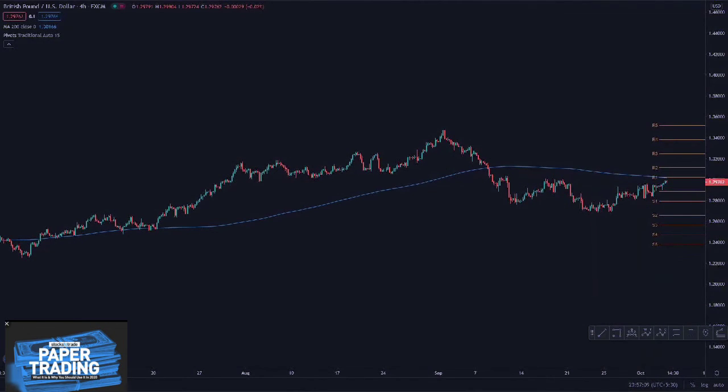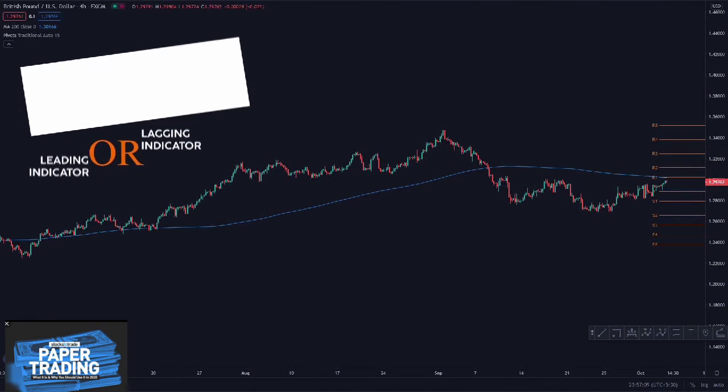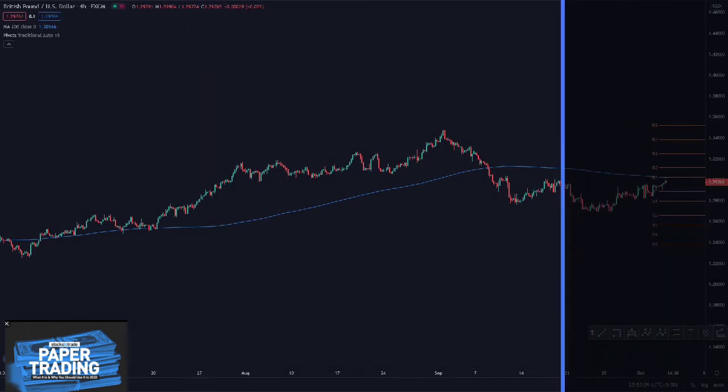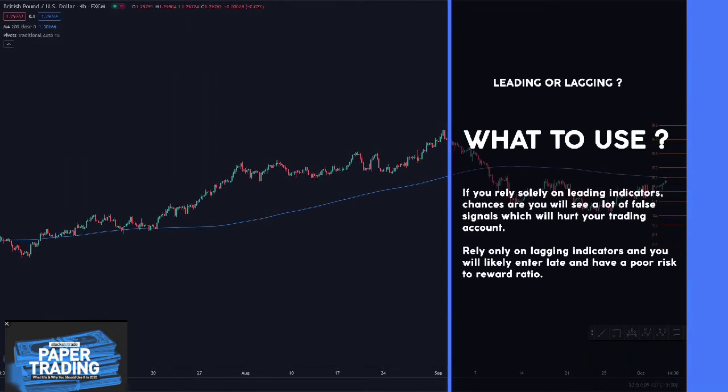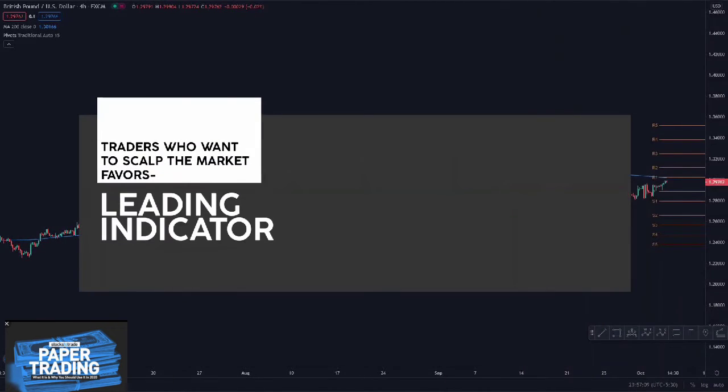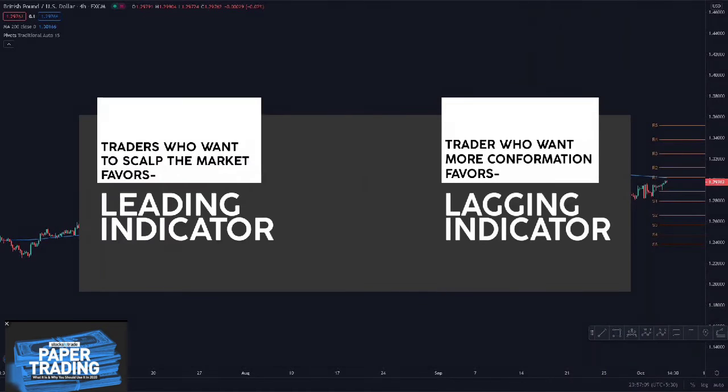Now, tackling the important question about whether you should be using leading or lagging indicators. This is often a dilemma among traders as they struggle to find a balance between both of them. If you rely solely on leading indicators, chances are you will see a lot of false signals which will hurt your trading account. Rely only on lagging indicators and you will likely enter late and have a poor risk-to-reward ratio. Traders who are looking to scalp the market will tend to favor leading indicators, while traders who want more confirmation will tend to favor lagging indicators.